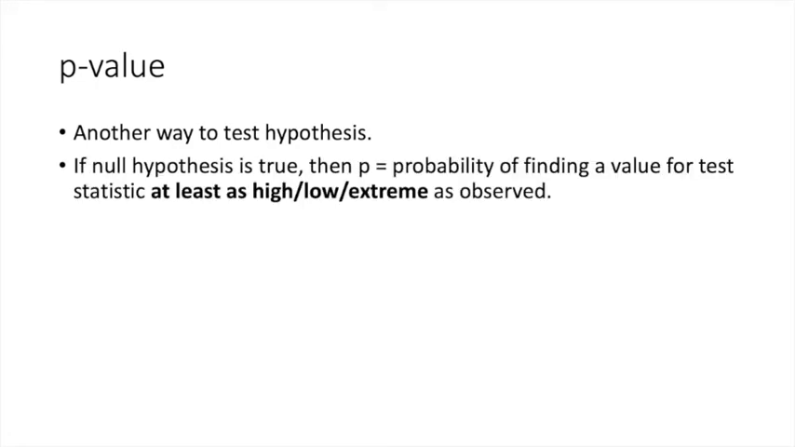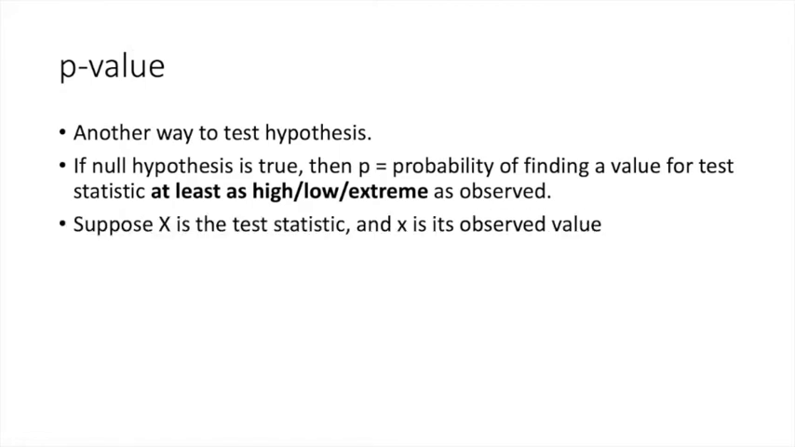We can also test a statistical hypothesis by reporting the p-value. If we assume that the null hypothesis is true, as we do at the start of every hypothesis test, then the p-value is simply the probability of observing a value as high, low, or extreme as the sample value of the test statistic. So suppose capital X is the test statistic and the small x is its observed value.